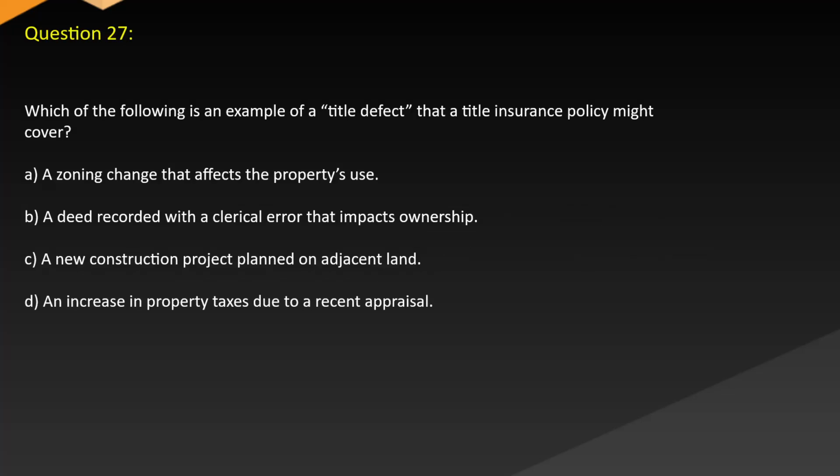Question 27. Which of the following is an example of a title defect that a title insurance policy might cover? A. A zoning change that affects the property's use. B. A deed recorded with a clerical error that impacts ownership. C. A new construction project planned on adjacent land. D. An increase in property taxes due to a recent appraisal.